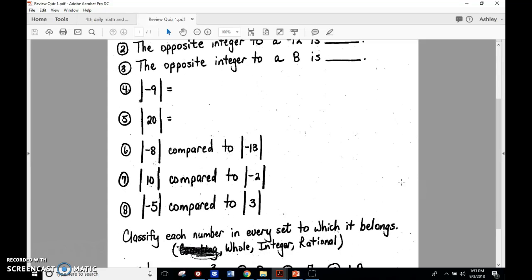Number 4, the absolute value of negative 9 is what? Again, the absolute value of negative 9 is what? Number 5, the absolute value of 20 is what? Again, the absolute value of 20 is what?